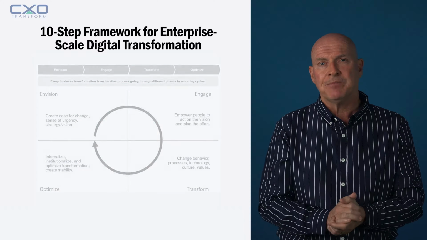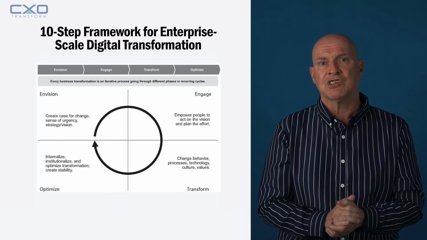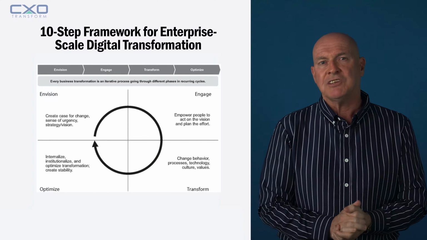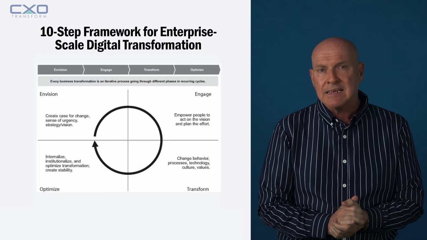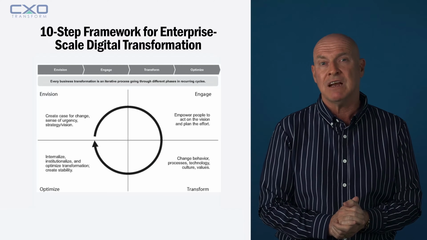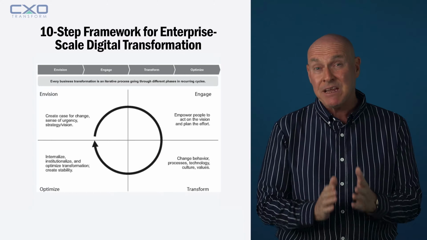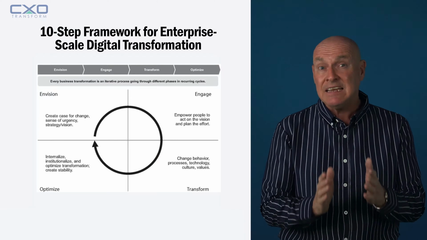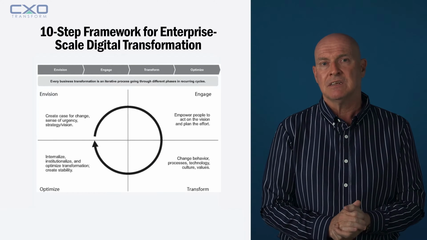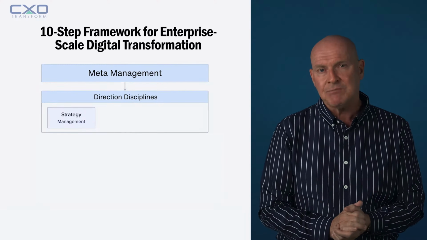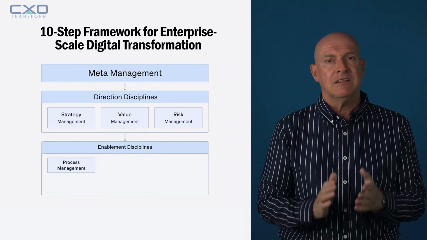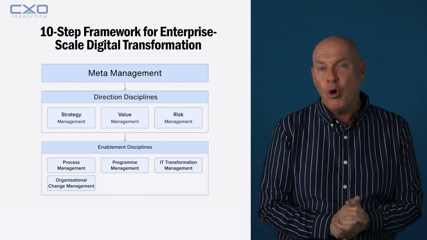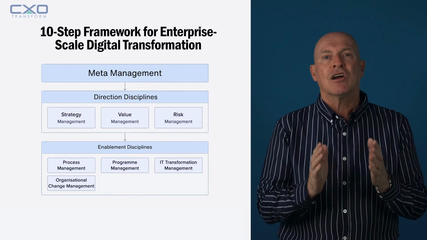Now, BTM² is comprised of 4 phases, which are envision, engage, transform, and optimize. The methodology integrates discipline-specific technical and business expertise from transformation-relevant subject areas. It's a very extensive body of knowledge, over 300 pages, that addresses the following 9 business transformation management disciplines. We start with meta management, strategy management, value management, risk management. Then we've got business process management, IT transformation management, project and program management, organizational change management, and finally, competence and training management.